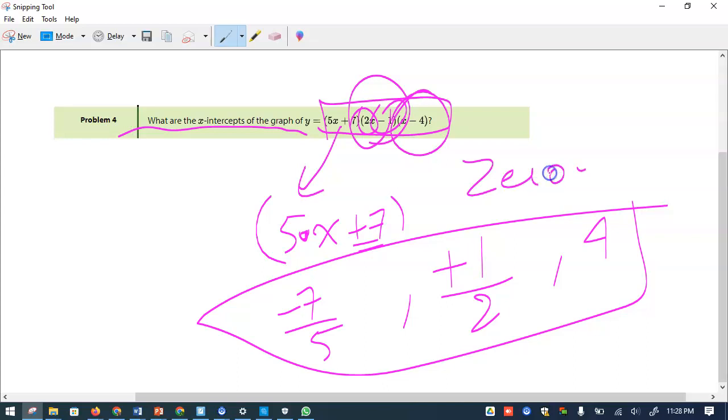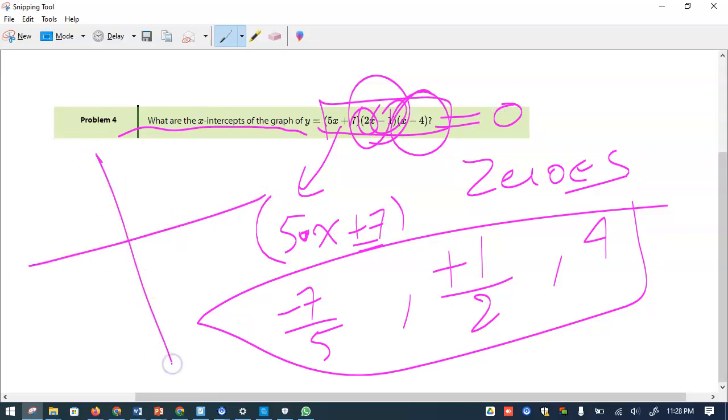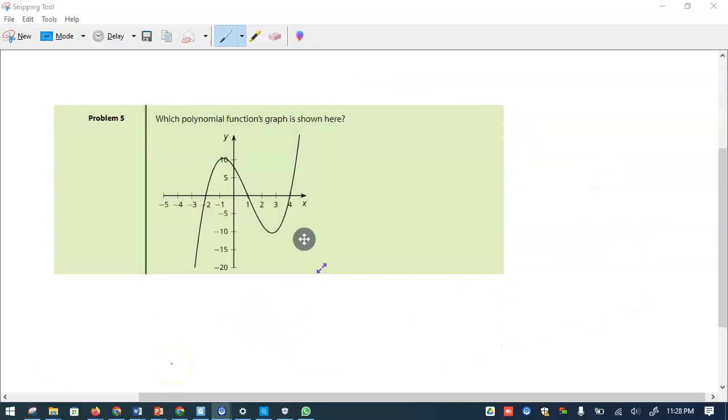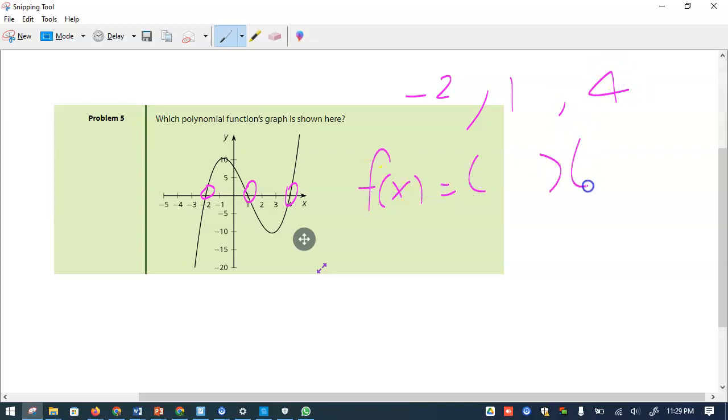These are also called the zeros, or x-intercepts, or horizontal intercepts, or solutions. It means, of course, if this has to be equal to 0, then we ask what are the solutions for that equation, where it crosses the x-axis. I think this is the last one. You can see this goes to minus 2, and then this goes to 1, and the other one goes to 4. So your polynomial function will be like this.